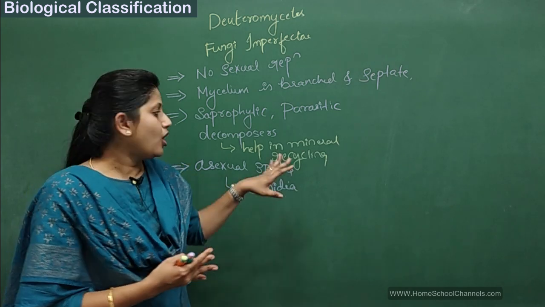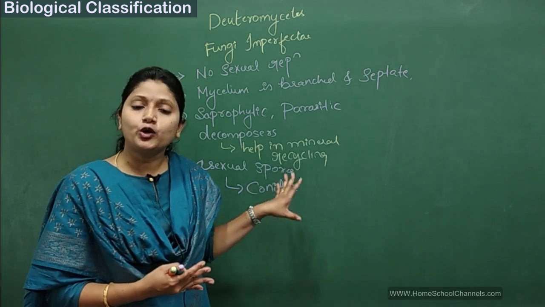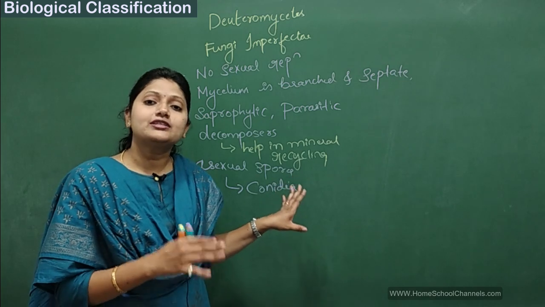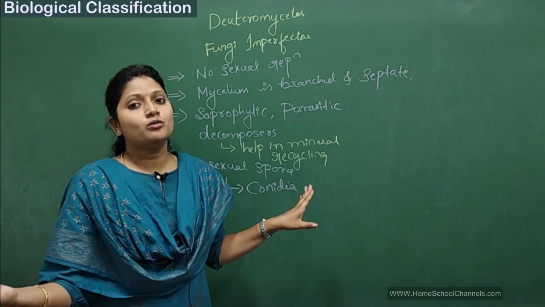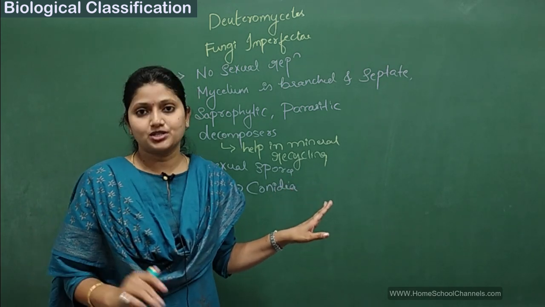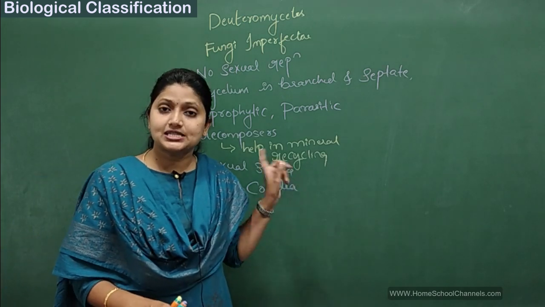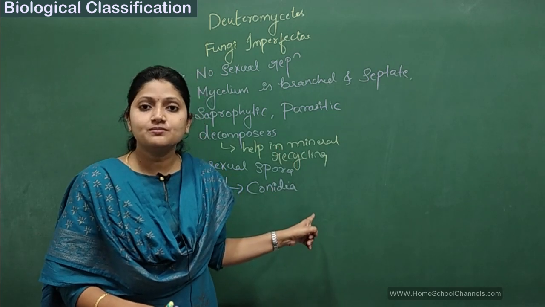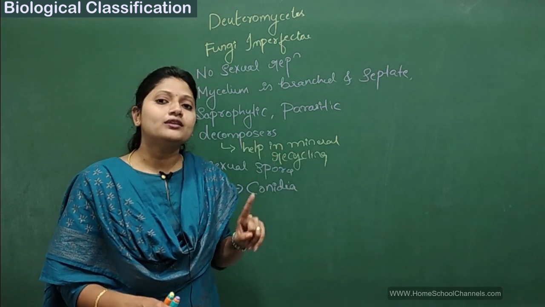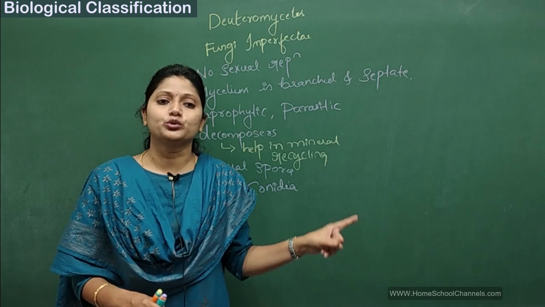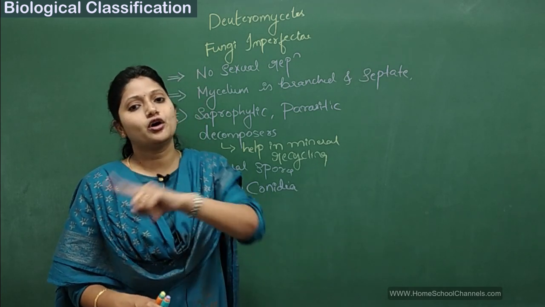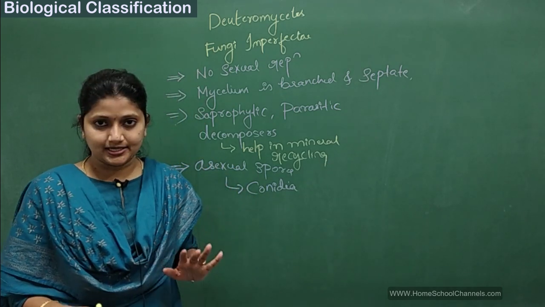Most of the organisms which belong to the Deuteromycetes have similarities either to the Ascomycetes class or to the Basidiomycetes. So when the sexual reproduction is studied in these organisms, the organism will be moved either to the Ascomycetes or to the Basidiomycetes.